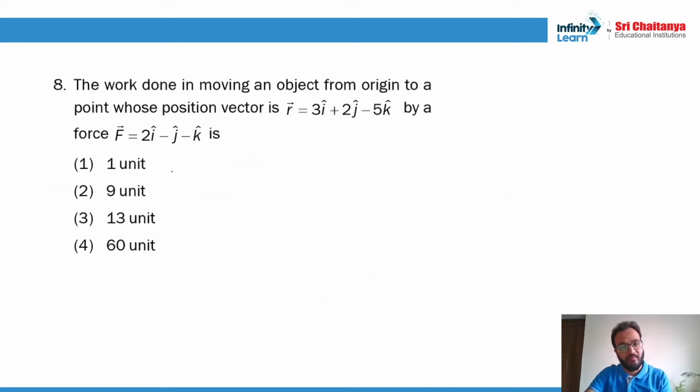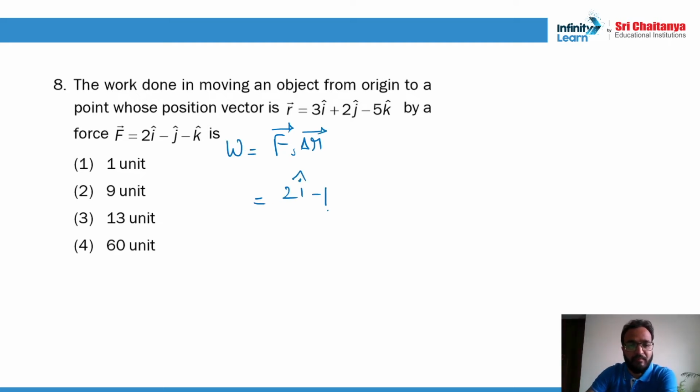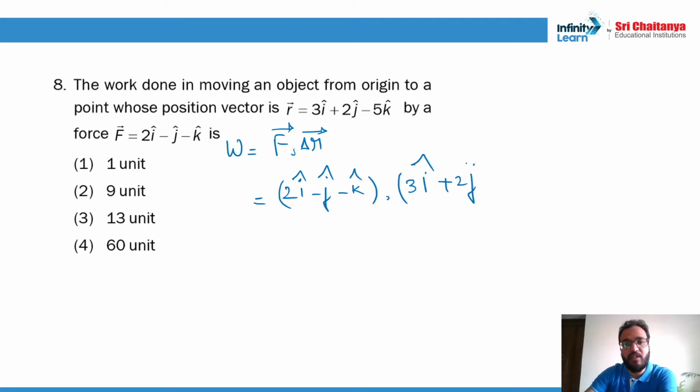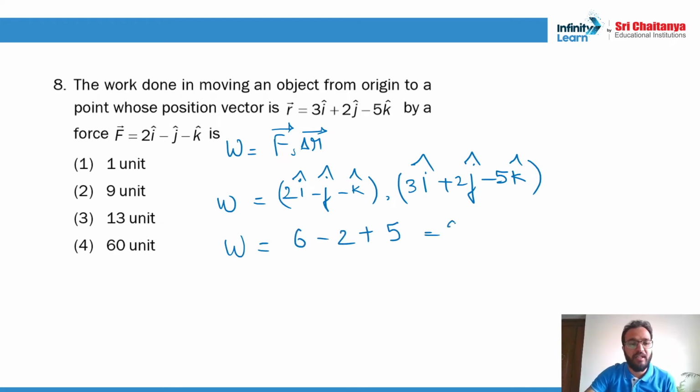Got it? Now the work done in moving, it's simple. Work done is vector F dot vector delta R, right? So it is 2i cap minus j cap minus k cap dot 3i cap plus 2j cap minus 5k cap. Do the dot product, get the answer. 2 threes are 6, minus 2 plus 5, that is 9 joules or 9 units, right?